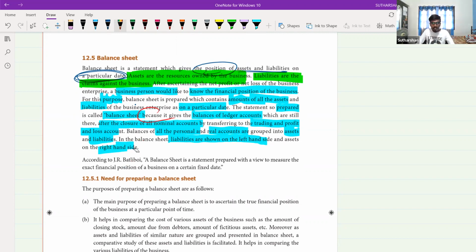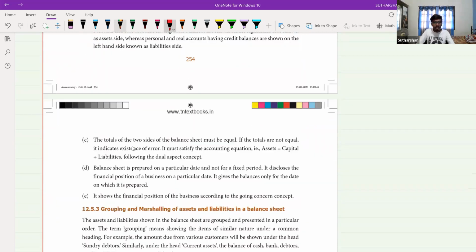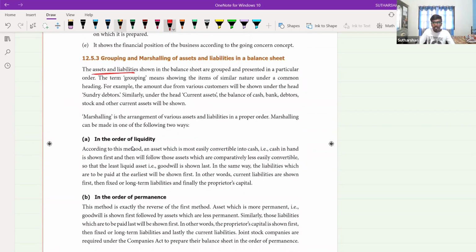What is a balance sheet by definition? A balance sheet is a statement prepared with a view to measure the exact financial position of a business as on a certain fixed date. The fixed date can be the year end. The need for preparing a balance sheet, you can read as a one-time reading. Characteristics of balance sheet also you can read as a one-time reading. Then grouping, this I need to teach you. The assets and liabilities shown in the balance sheet are grouped and presented in a particular order. Grouping is nothing but showing items of similar nature under a common heading.